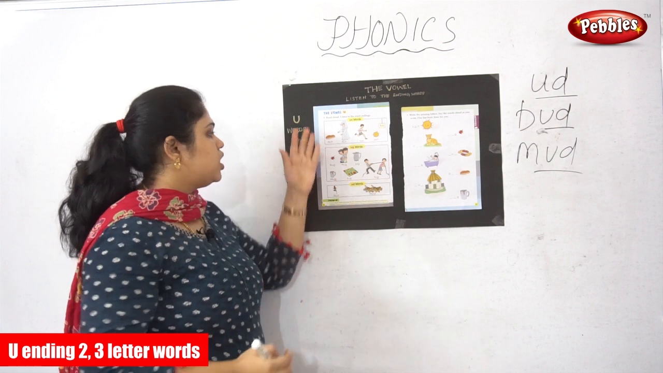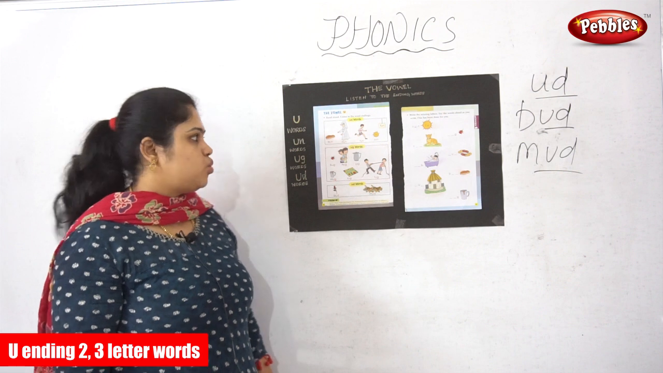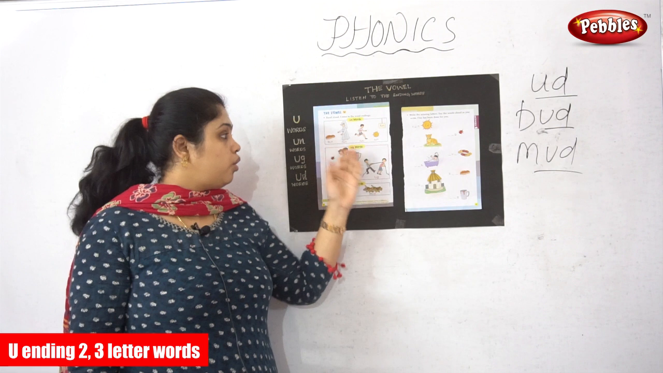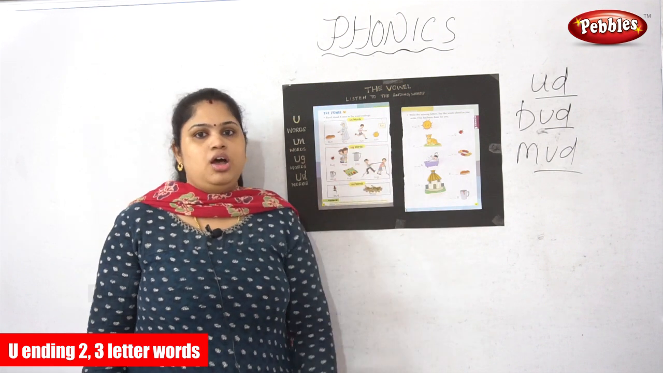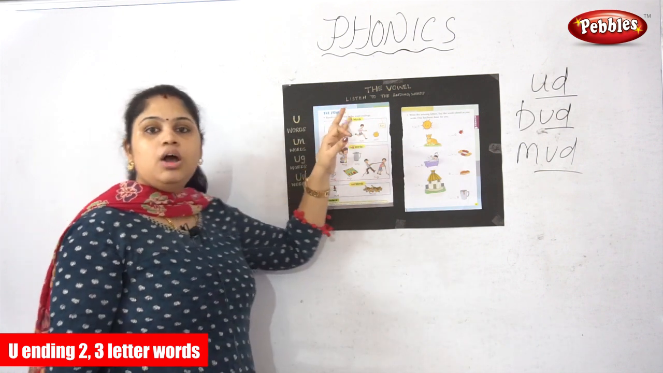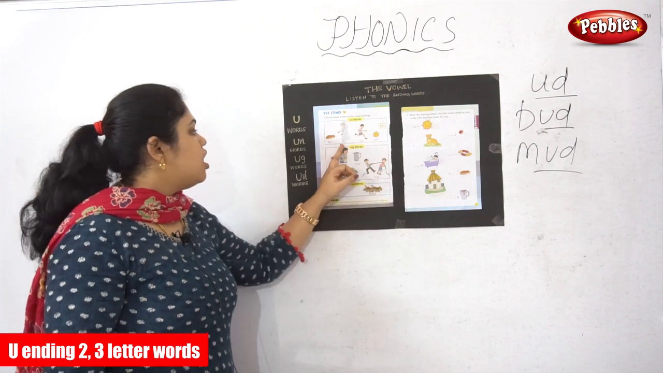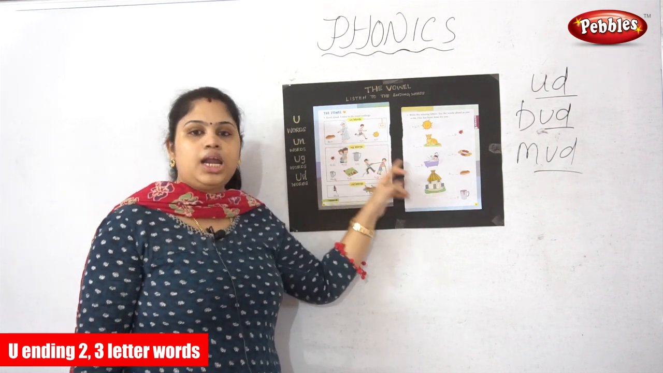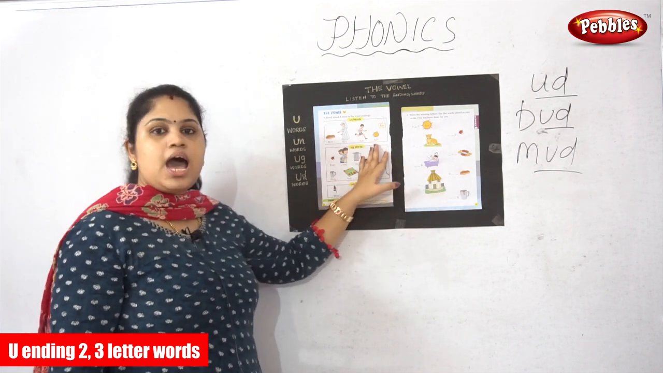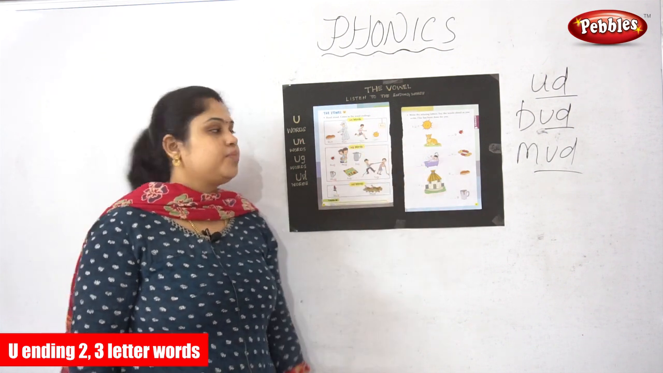Okay, so what are the words we have seen? UN words, ending in a un sound. Bun, none, run, sun, fun. I am going to say them and you are going to repeat along with me. UN words. B, un, bun. N, un, none. R, un, run. S, un, sun. F, un, fun.